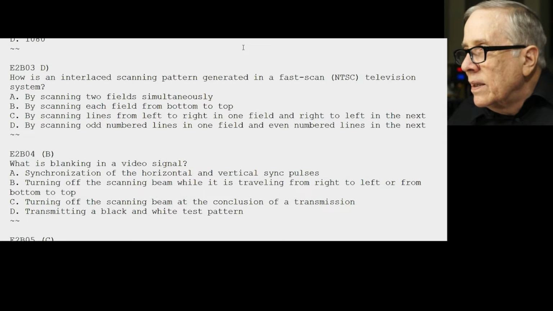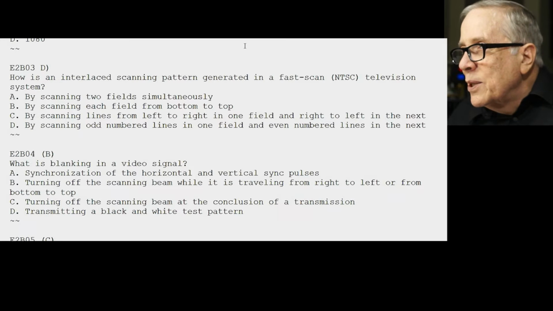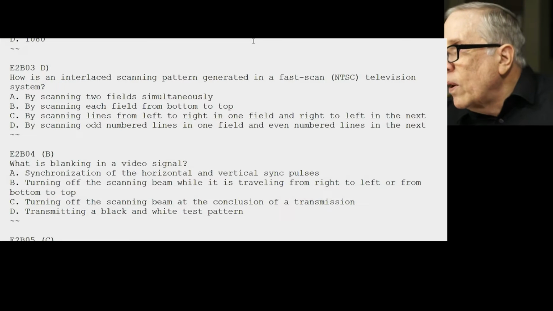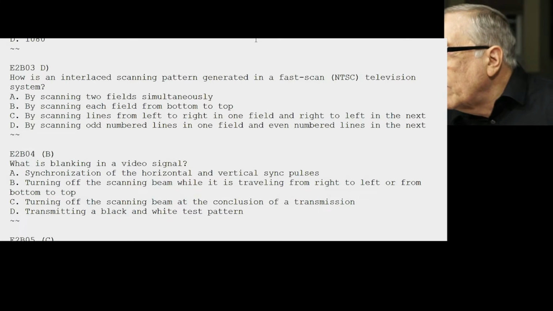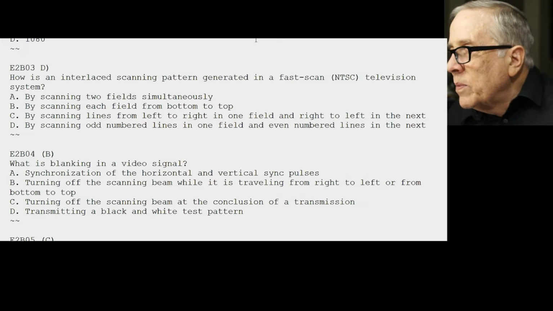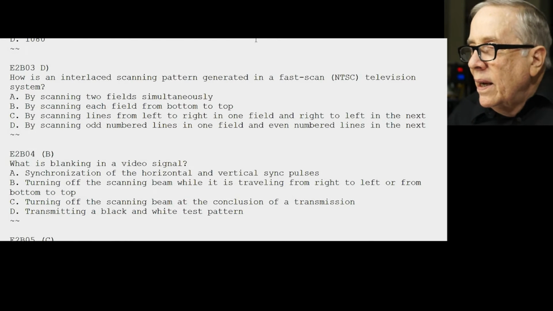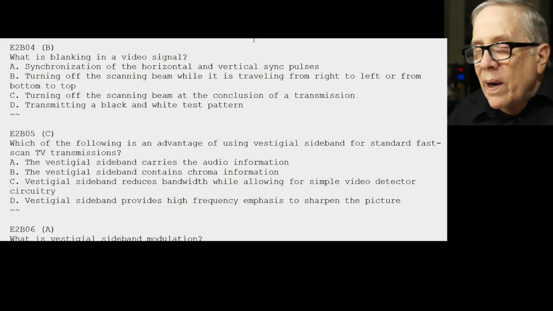E2B04. What is blanking in a video signal? It says it is, I have no idea. It says B, turning off the scanning beam while traveling from right to left or from top to bottom. Okay, why is it on here?